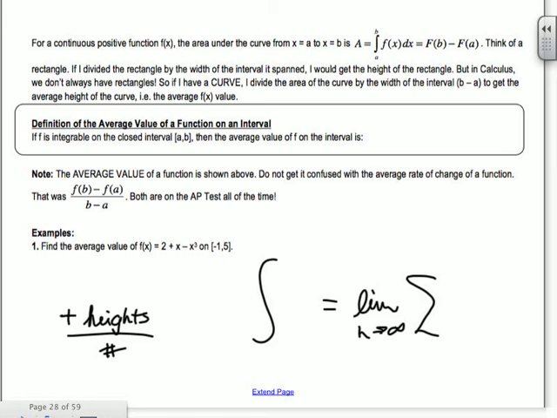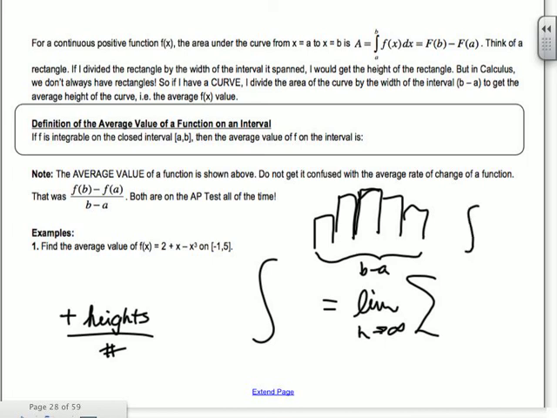So if I have the area of each rectangle, and I know how to add those together, that's the sum, right? Amber says, well, then you could just divide by the width of the whole thing, the width of the base, which would be b minus a. We're getting there. So in other words, we add up all the rectangles, our infinite amount would be our integration sign, and then divide by the width. That would get your average height.